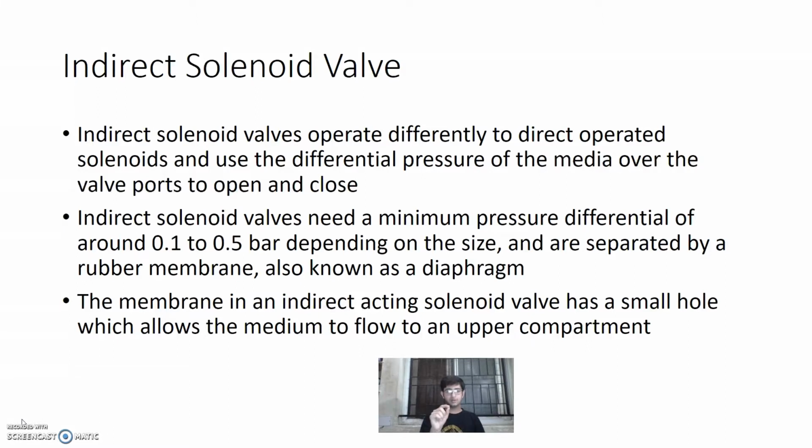So now the membrane of our indirect solenoid valve has a small hole through which the liquid flows. Now see, if this is a diaphragm and liquid is coming from here, then there is one small hole in our diaphragm, in our membrane, which allows the fluid to move above that membrane, so the pressure remains the same in the above and the below portion. So right now the diaphragm is closed.